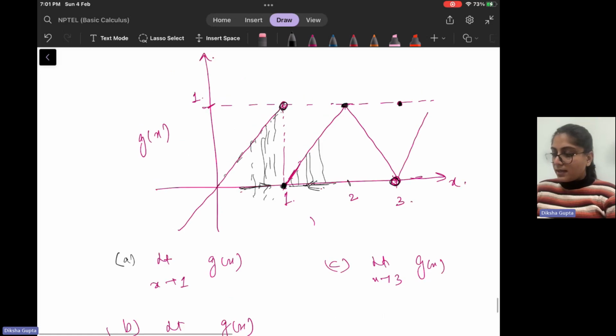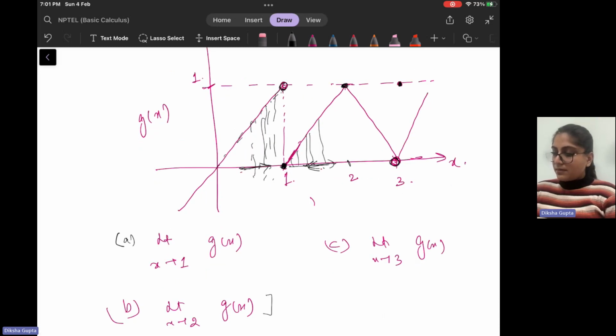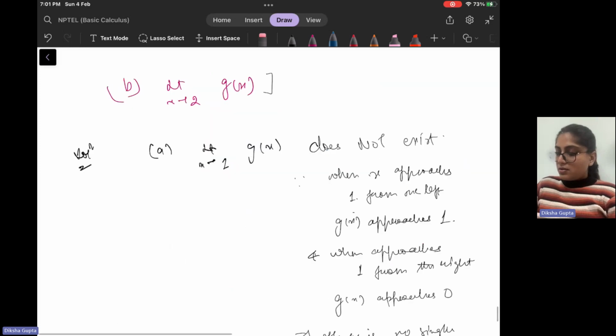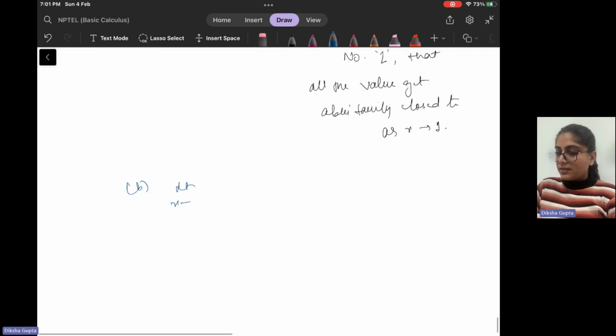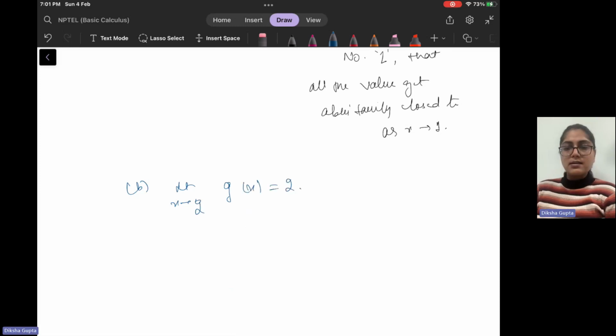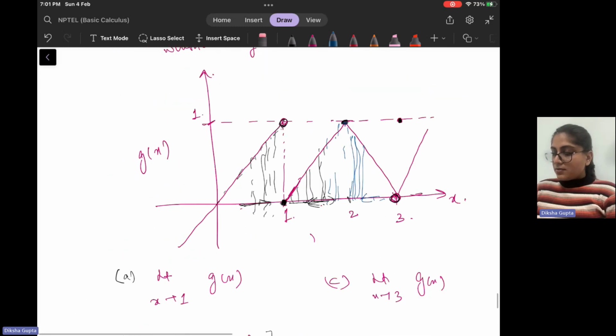But for the point x tending to 2, from the left, we see it will take the value 1, and from the right, if x decreases to 2, it will approach 1. So the limit as x tends to 2 of g(x) exists and the value is 1. Now at x tending to 3, if x approaches from the left, where will it go?